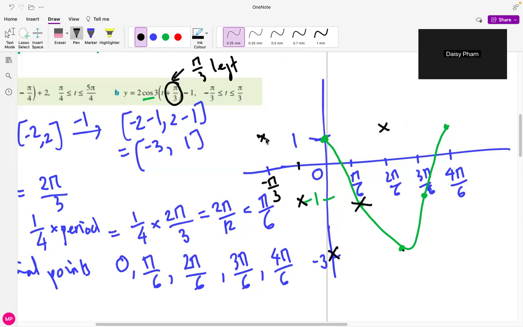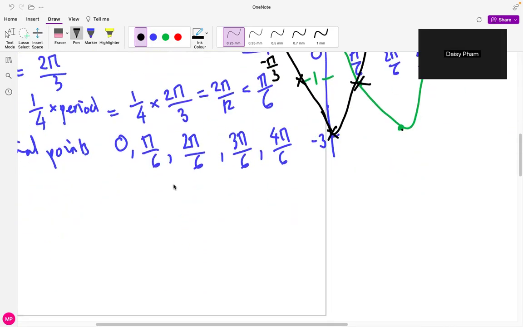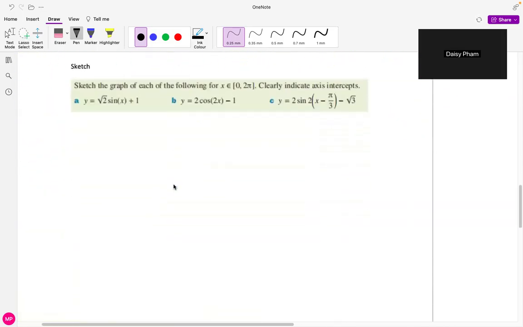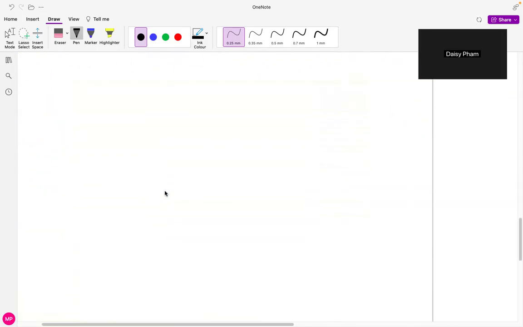And then we link all these points together. We're going to have a final graph that's been translated to the left. Okay, and the domain is what we need as well, which is -π/3 to 2π/3. All right. Now, here we have some more examples.